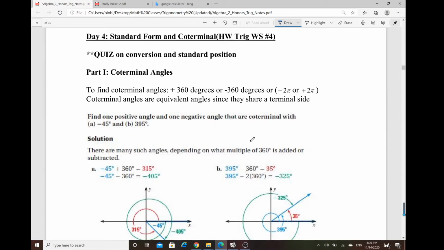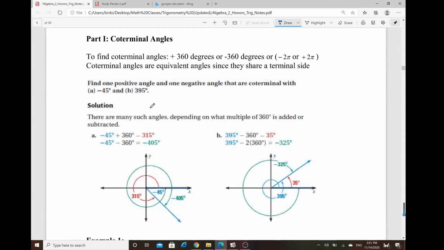Okay, so for part 1 of coterminal angles. A coterminal angle is kind of like finding the auxiliary angle. To find a coterminal angle, you either add 360 degrees or subtract 360 degrees, either once or multiple times. It depends on how large the given angle is. Coterminal angles are equivalent angles since they share a terminal side.